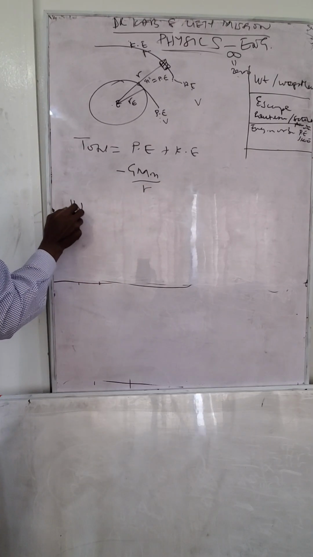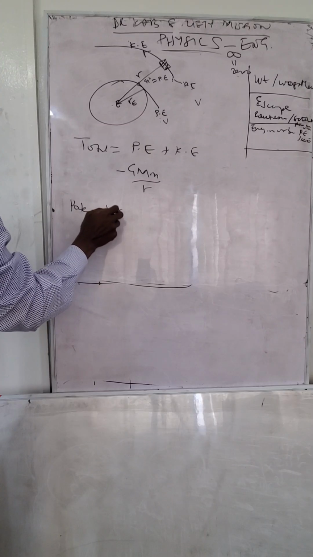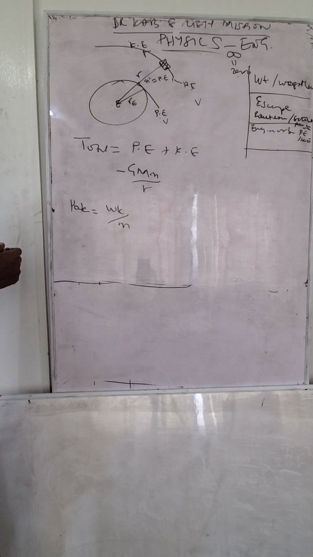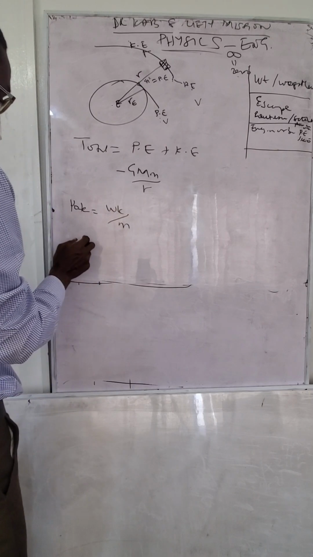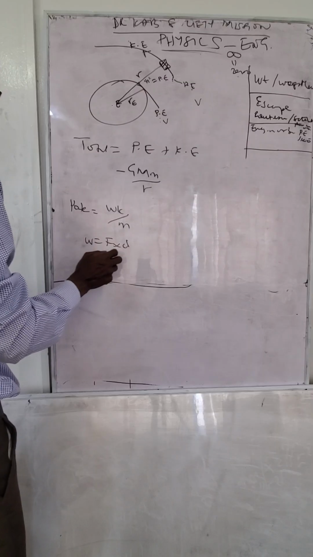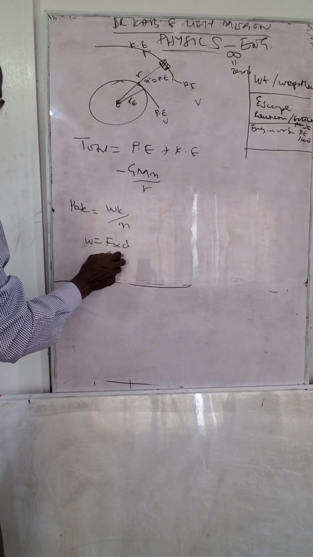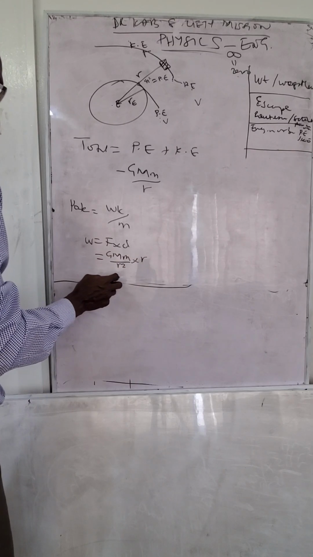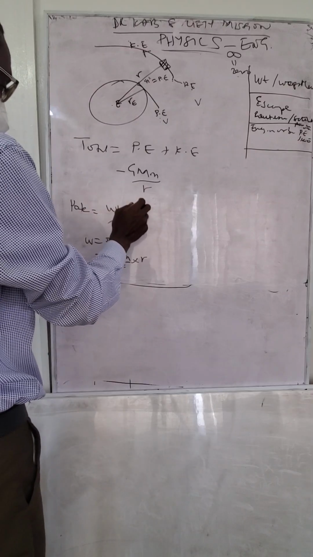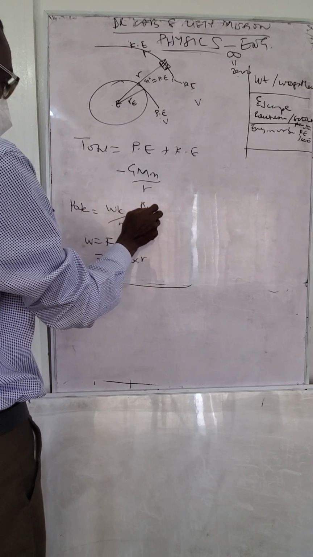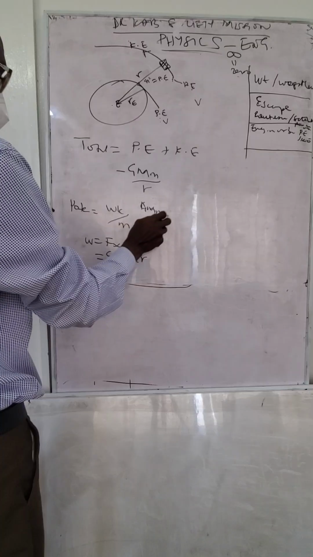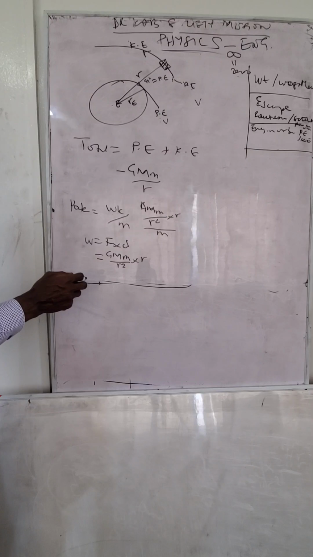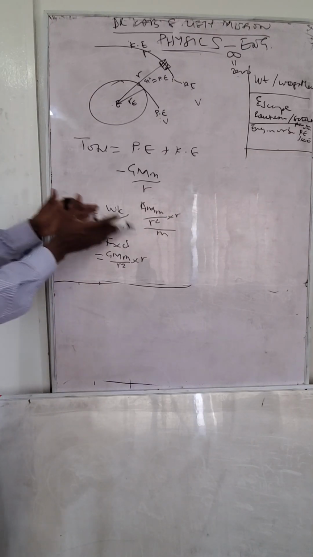Remember we said potential is equal to what? Work done over mass. That's potential. So we know work done, work is equal to force times distance, which is force is what? GMm over R squared times distance, which is R. So if we put this one here, GM over R squared times R, all divided by m. Right, that will be the potential.